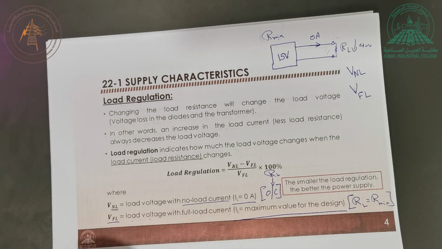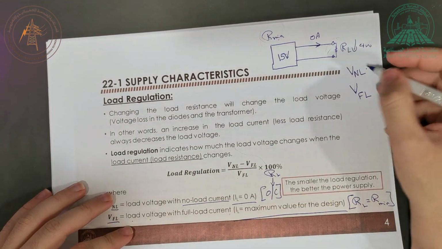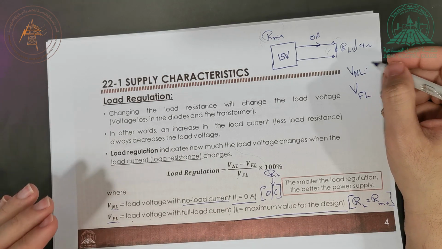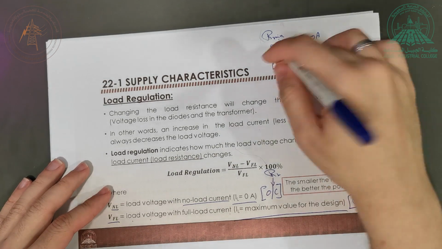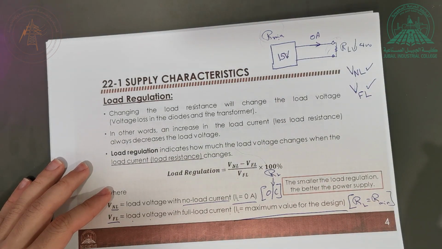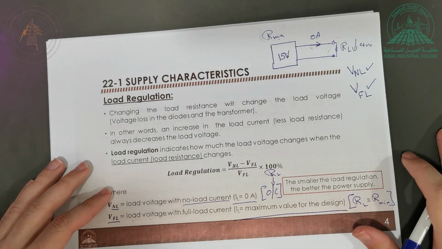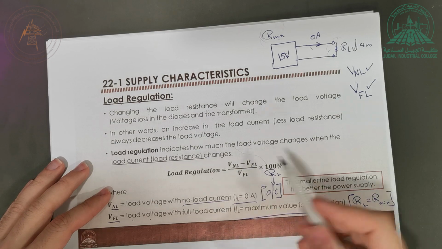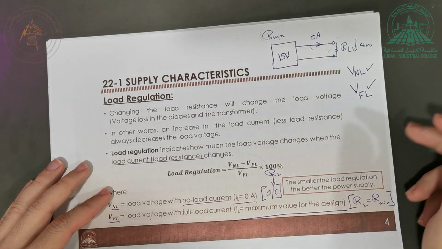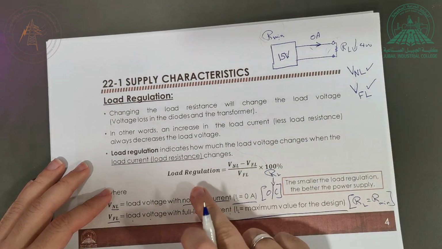Now, again, what is the best case scenario? What I need is a perfect power supply. In this case, this voltage is going to be equal to that voltage. It's going to be 15. This is what I want. I want to get 15 volt regardless of the load, right? So if this is 15 and this is 15, then 15 minus 15 is 0. So what do you get? You get 0%. That means the best case scenario is that you get 0%.